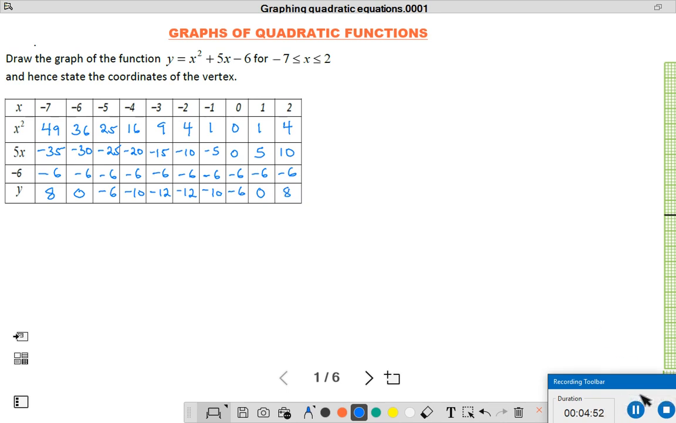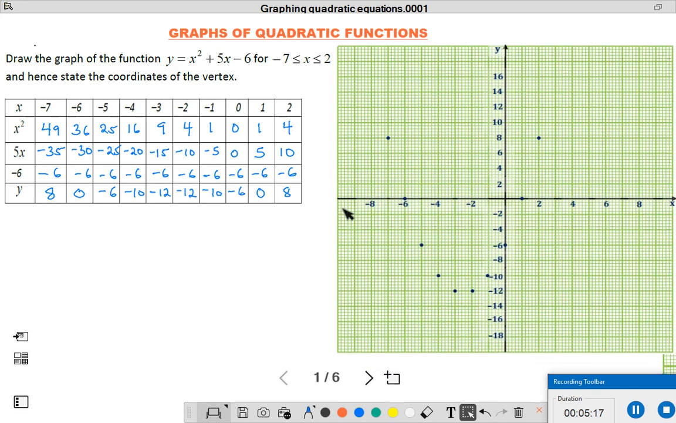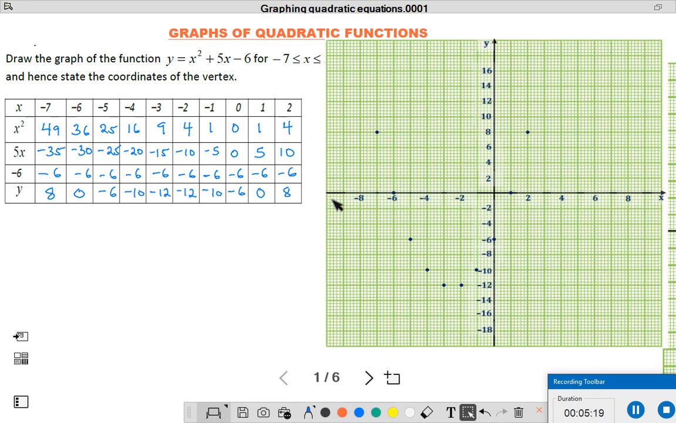Now our next step is to plot these values on the graph paper. We are going to draw a graph of xy. We plot the values. Here the coordinate is negative 7, 8. So let us get our graph paper and we see how the graph will look like.